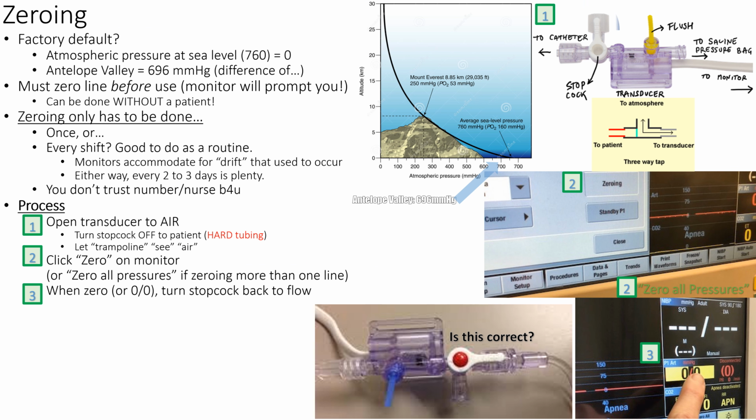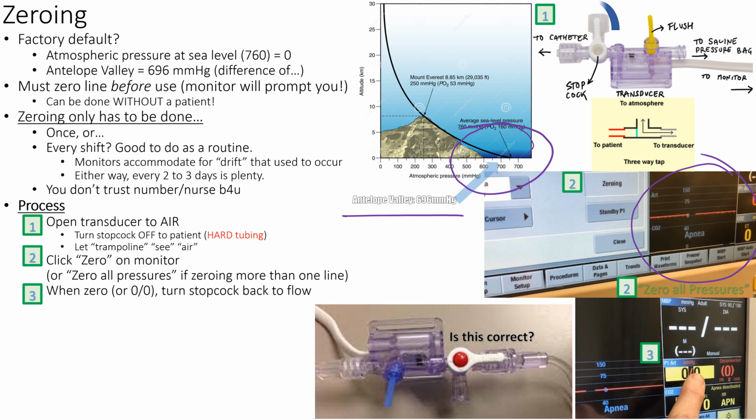Okay, so zeroing. This isn't leveling, this is zeroing, right? So leveling is to the phlebostatic axis if it's a cardiovascular pressure, right? So you're leveling there. But zeroing just means you're telling it that you are right here, at 696 millimeters of mercury. You're not at 760 at Venice Beach, you're at 696, right? That's off by 64 points. You don't want to get a waveform on your monitor that's 64 points off, right?